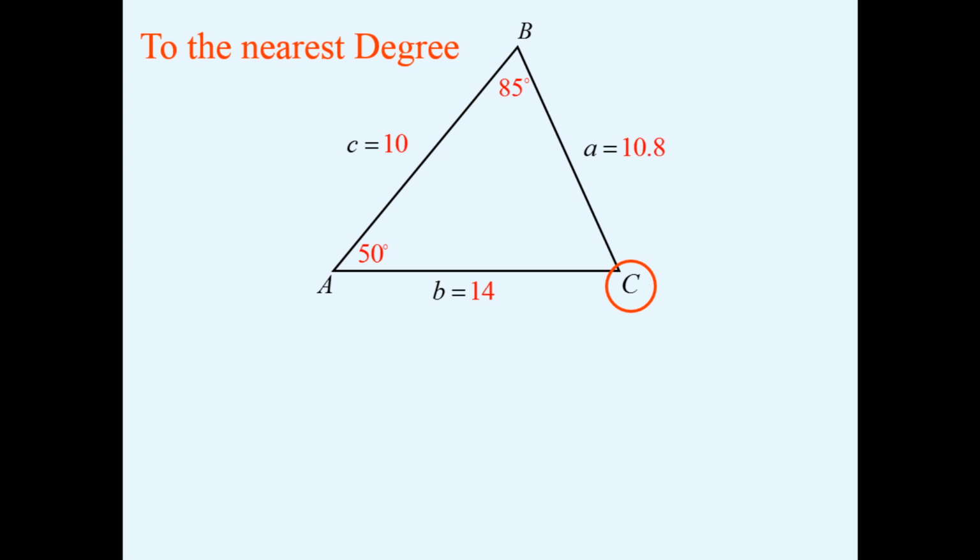And then the third step, you want to find the third angle. Guess what? You can use the triangle sum theorem. So it's 180 minus 50 minus 85. You'll get 45 degrees.